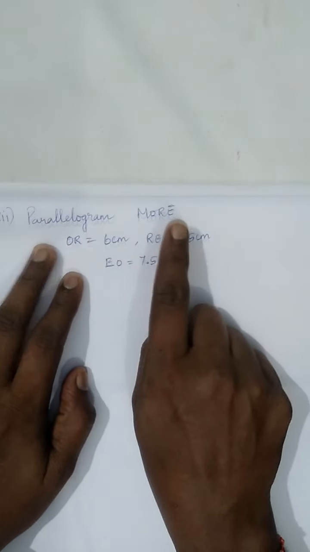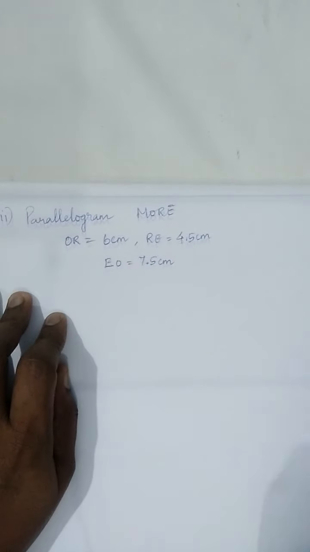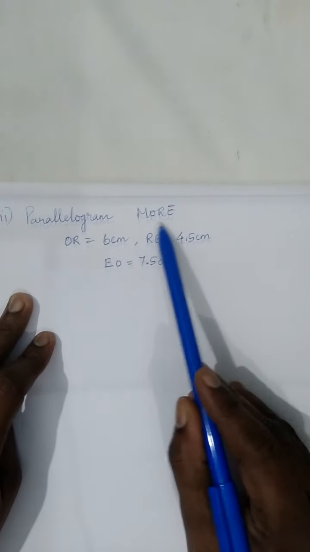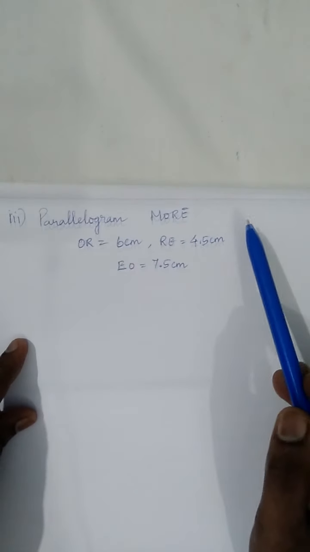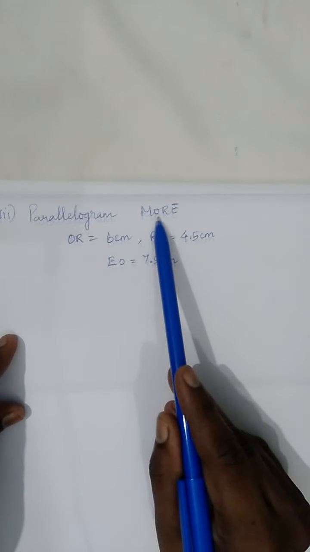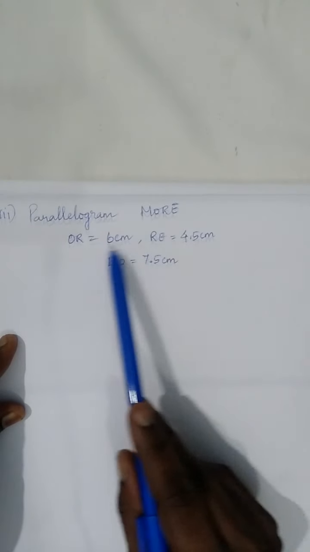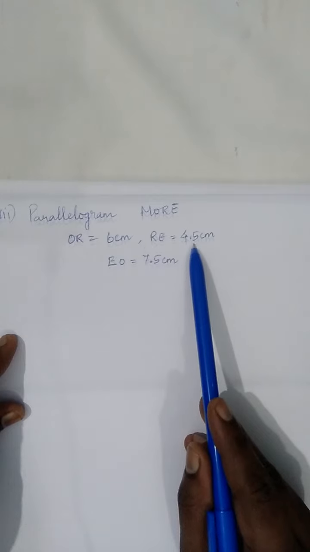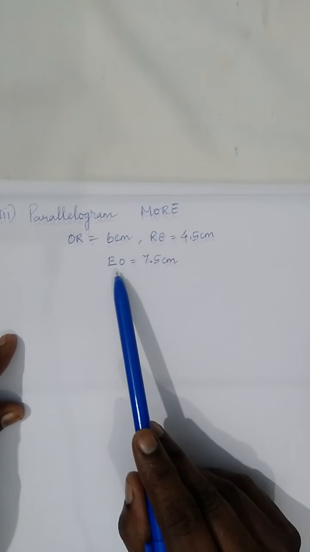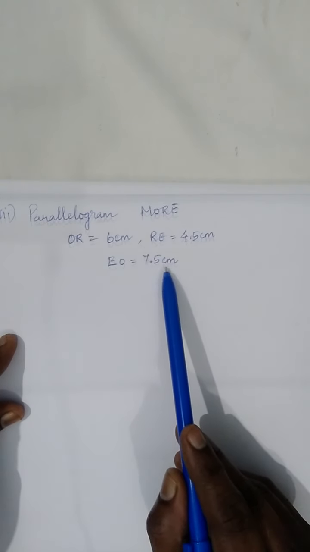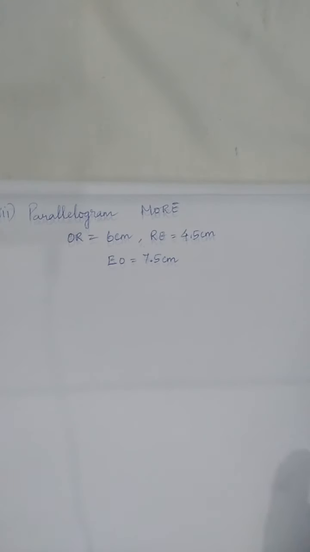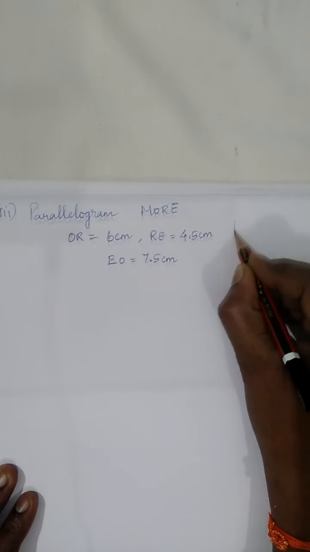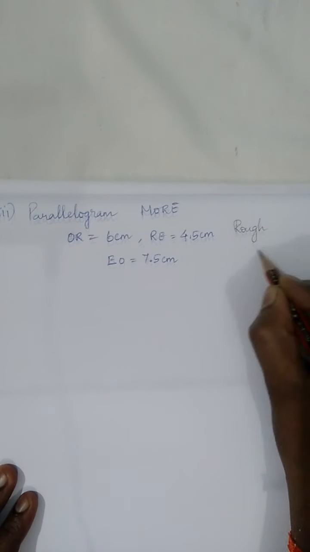Now in question 1, exercise 4.1, question 1, sub question third one, construct the parallelogram MORE, M-O-R-E, and the given measures are OR equal to 6 centimeter, RE equal to 4.5 centimeter, and EO equal to 7.5 centimeter. So before going to draw the fair diagram, let's draw a rough diagram.